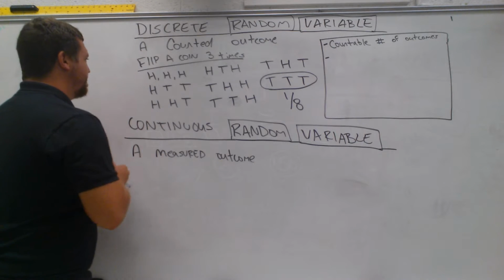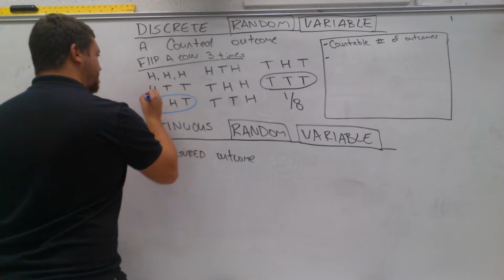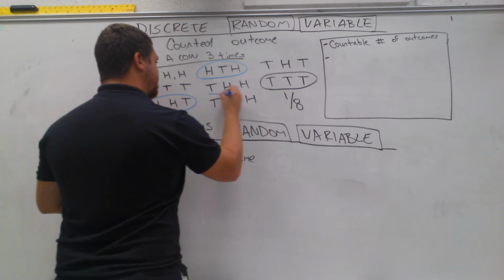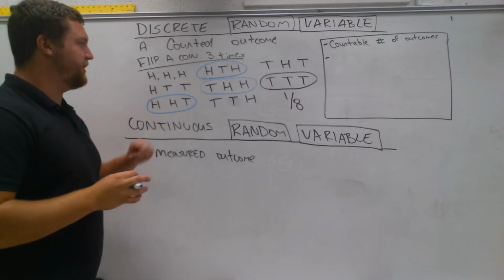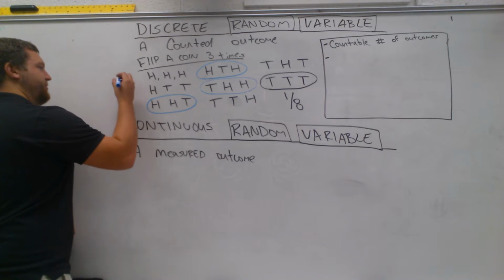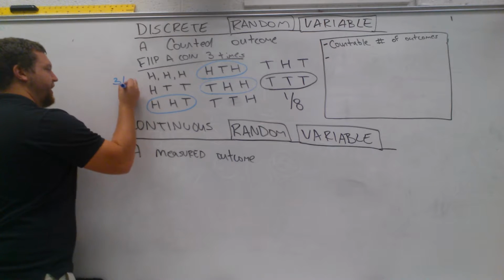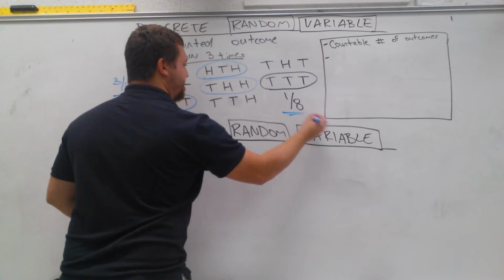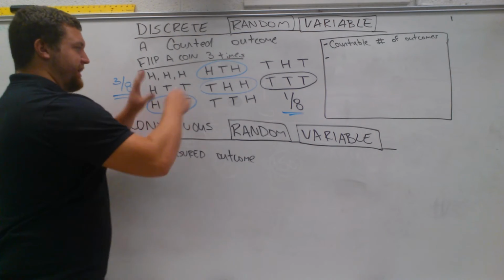What are the chances of me flipping 2 heads? Okay, 2 heads. So, I have 1, 2, 3 out of 8. So the chances of having 2 heads would be 3 out of 8. So that has a probability. Remember, these are probabilities. They can be written as fractions. Okay, so every one of these has a probability.